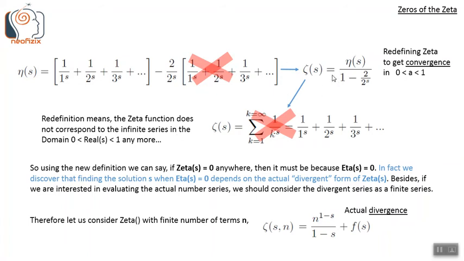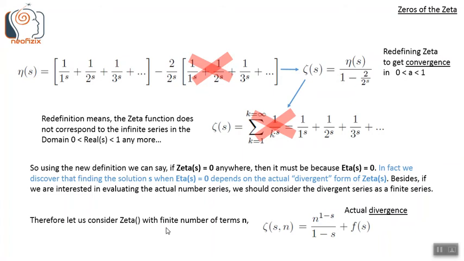So basically, because of the redefinition, the zeta function does not correspond to the infinite series summation in the domain 0 to 1. It is a new function now. And using the new definition, we can say zeta s is equal to 0 wherever eta s is equal to 0. In fact, we discover that finding the solution s when eta s is 0 depends on the actual divergent form of zeta s. Besides, if we are interested in evaluating the actual number series, we should consider the divergent series as a finite series.